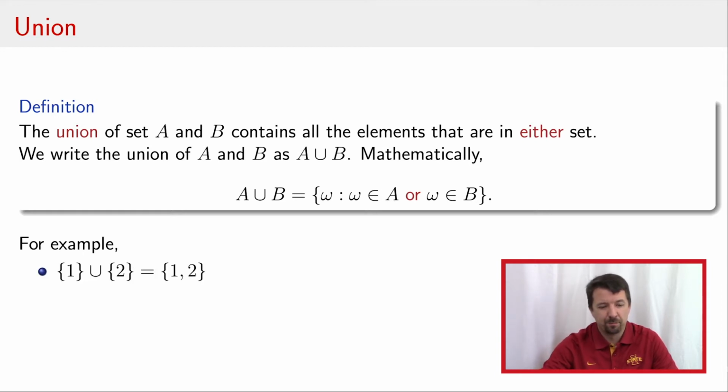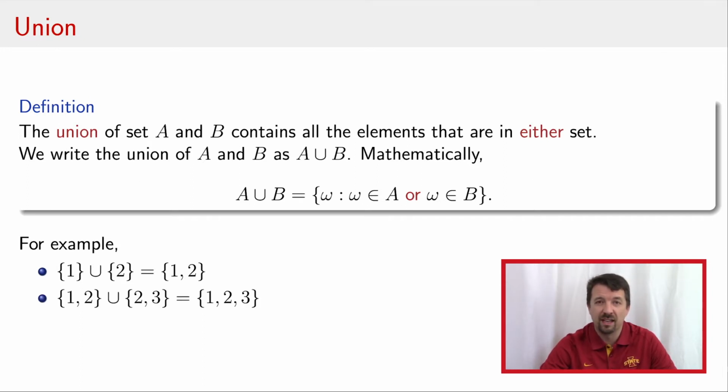Here's a couple of examples. So we just have two sets, the set that includes the number 1 and the set that includes the number 2. If we take the union of those two sets, we have the set that includes the elements 1 and 2. Another example, the first set has elements 1 and 2. The second set has elements 2 and 3. If we take their union, we get the set that has the elements 1, 2, and 3. You'll notice here that 2 was included in both our original sets, but it is not duplicated in the resulting set. Right? We just get one copy of it in the resulting union.